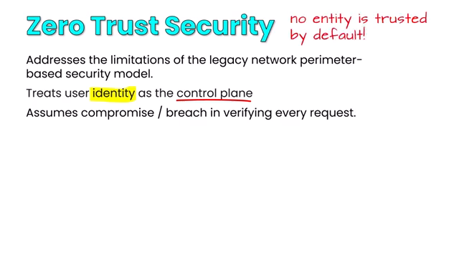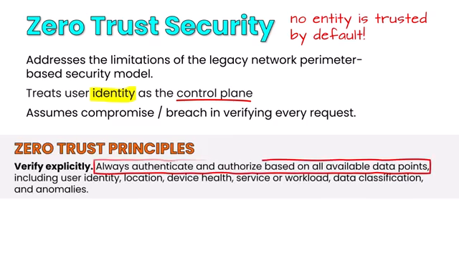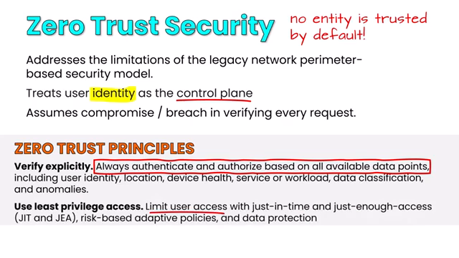So let's just touch on the core 3 principles of zero trust security. The first is verify explicitly. We always authenticate and authorize based on all available data points. We're going to look at the user's identity, the location they're coming from. Are they coming from a healthy, compliant device? What service or workload are they trying to access? Are they trying to access sensitive data? Is there anything anomalous about the request? And we always use least privilege access. We limit user access. We use just-in-time and just enough access.